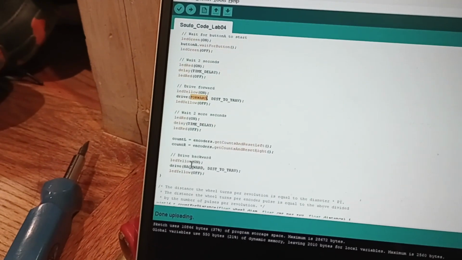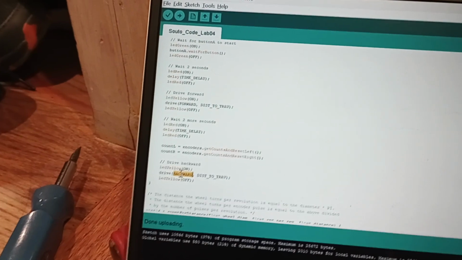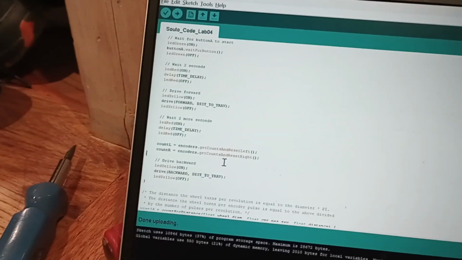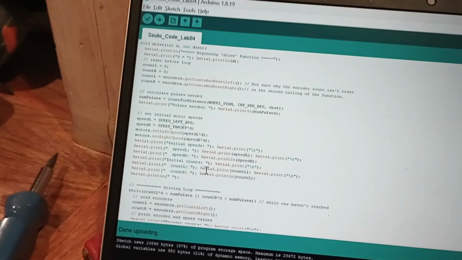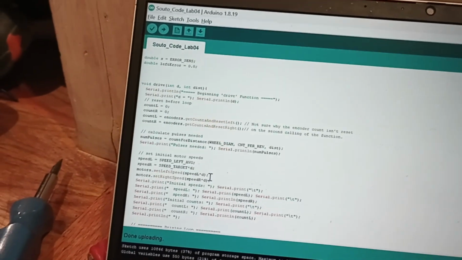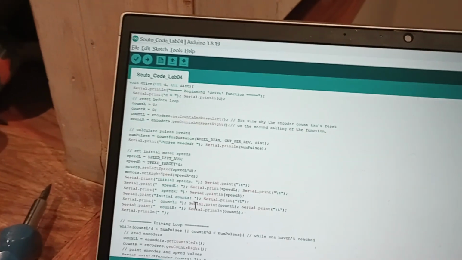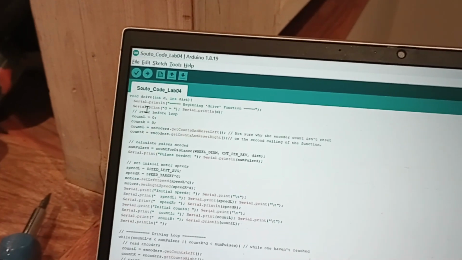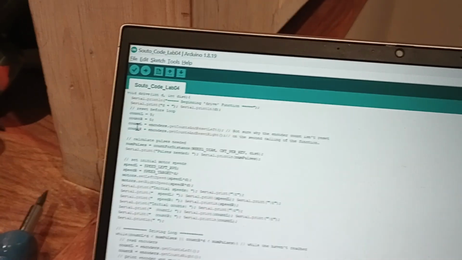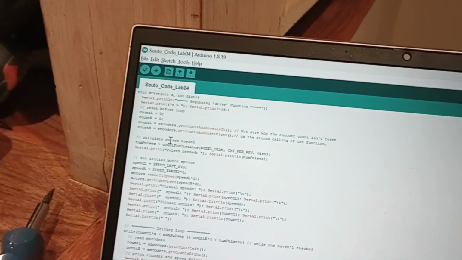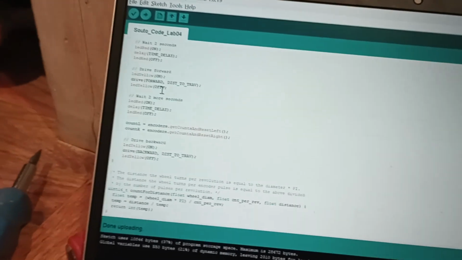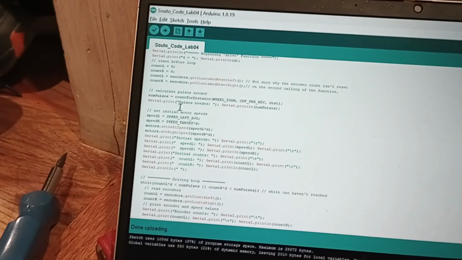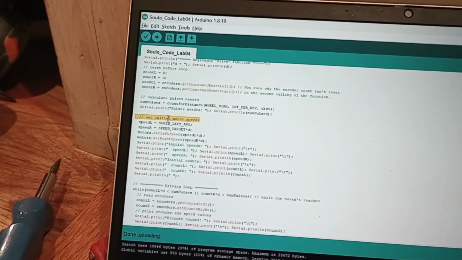Forward is a value of 1, and backward is a value of -1. This allows me to use the same function to drive both forward and backwards. First, what it does is it resets the encoder counts. Then it calculates the pulses required using the function given in the example code. And then it sets the initial motor speeds.